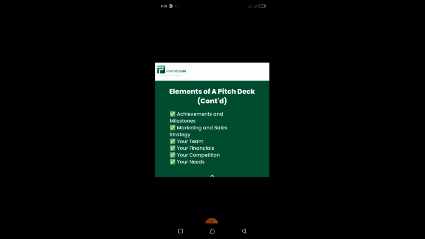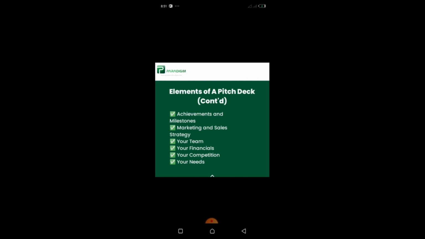So we still have under the elements, achievements and milestones. What have you achieved so far? Have you made any sales? Do you have proof that your solution actually solves the problem? So these are achievements. The milestones are, what do you want to achieve in the next, it is best that you make it on a 3-month basis, and then for the next 2 years, at least for the next 2 years.